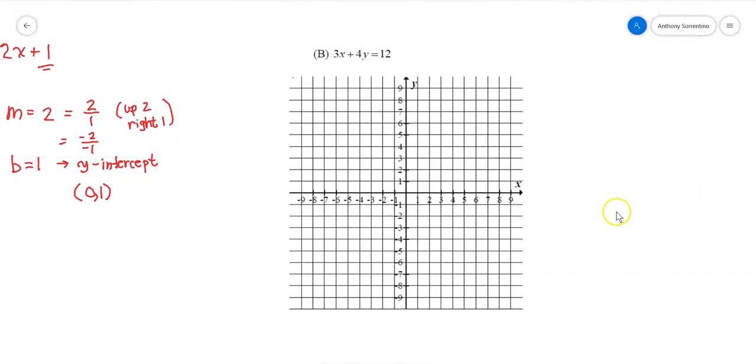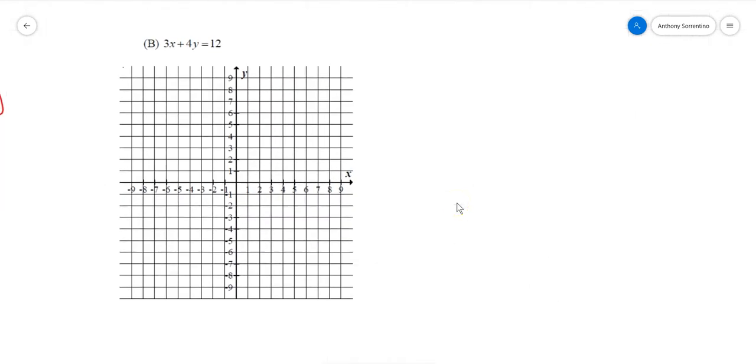In the next example, B, the issue is we don't have this in slope-intercept form. This is what we would call a standard form. Sometimes it's called expanded form. This form of a linear equation is good for solving systems of equations, which is something we're going to get more into all the way in chapter 6. But for graphing purposes, there's ways of graphing this, but one of the ways that we could graph this is simply converting this into slope-intercept.